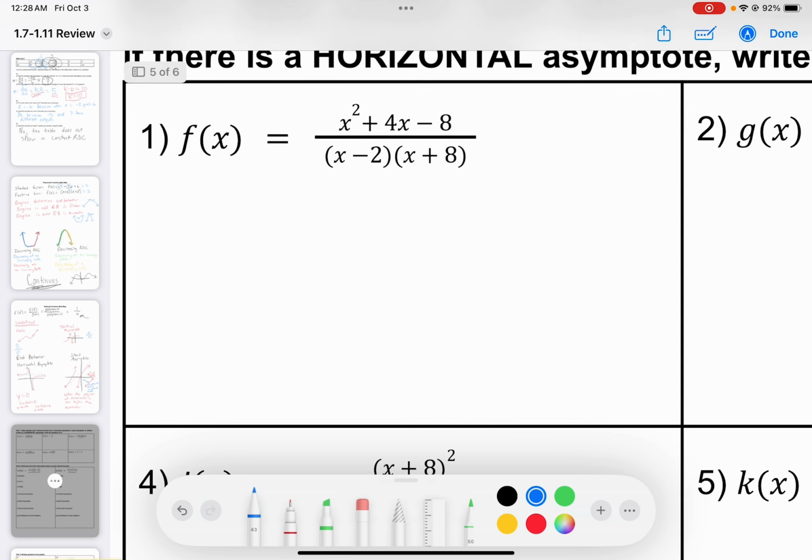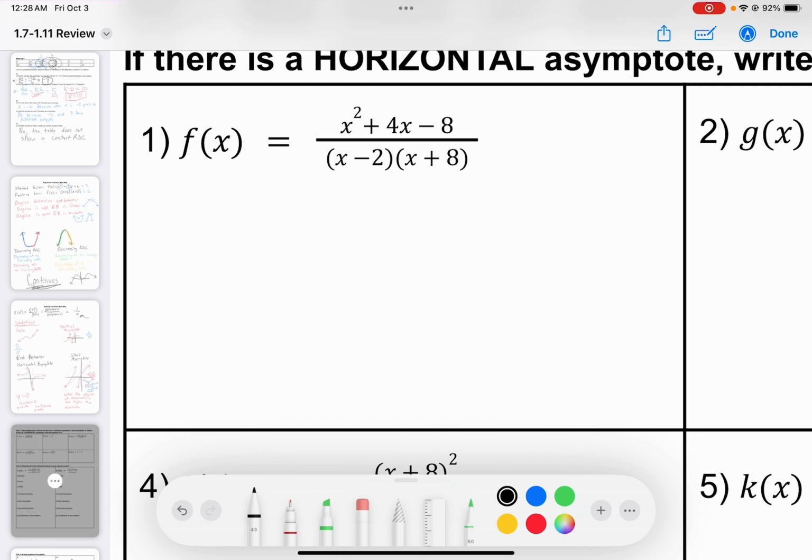All right, so let's zoom in on number one here. Let's just talk about the degree of each, because the degree is really what's going to determine this. This top one is in standard form, so I'm just going to look at the highest exponent. So the degree is 2. The degree of the bottom is also 2, right? Because this is to the first, this is to the first. So the degree is the same.